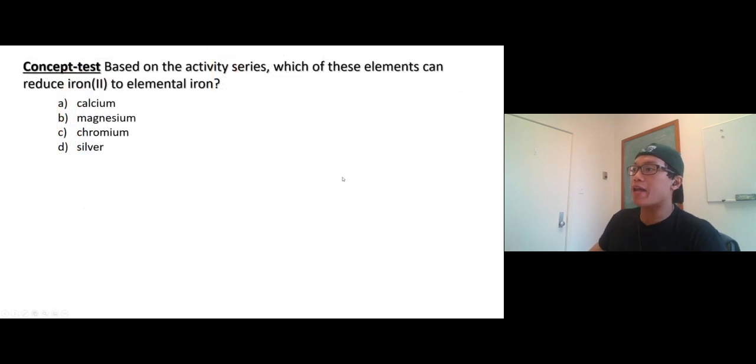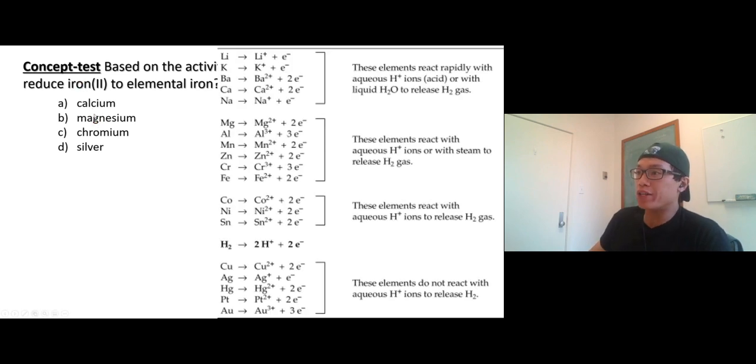All right, so now based on the activity series, which of these elements can reduce iron 2 to elemental iron? Well, iron 2 will oxidize all of these. When iron 2 oxidizes this metal, it will become reduced. So basically, this question asks you which of these metals can be oxidized by iron 2. So we just look for iron 2 first. It's an oxidizing agent. What's iron 2? Iron 2 is there.